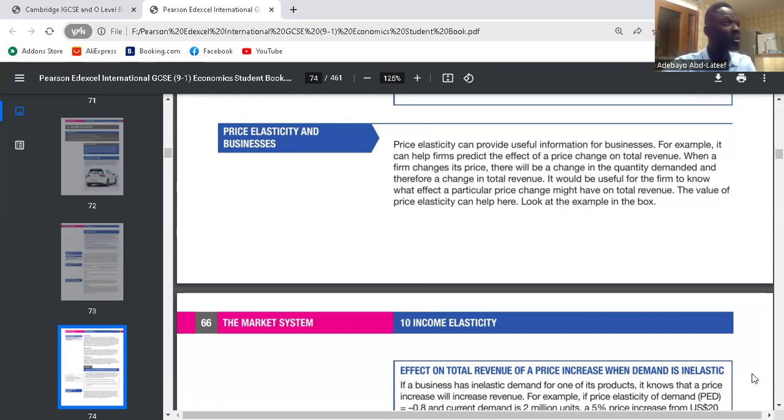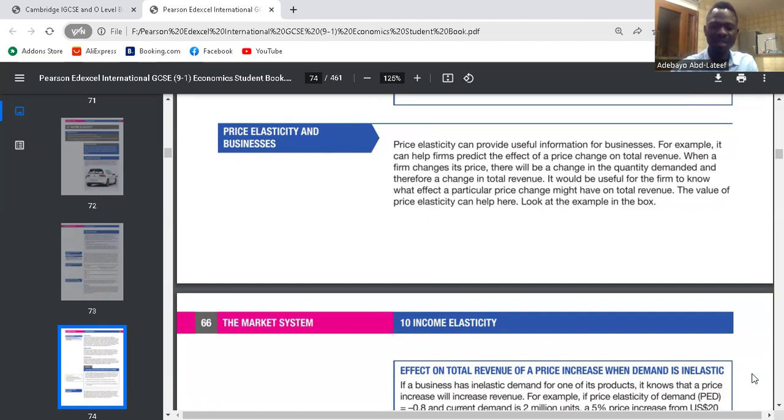So if our PED is 0.5, we can increase the price of the product. Customers will still buy because it is inelastic. And since it's inelastic, if we increase the price of the product, our total revenue will increase. So it allows you to take a decision about increasing the price of your product or reducing the price of your product.